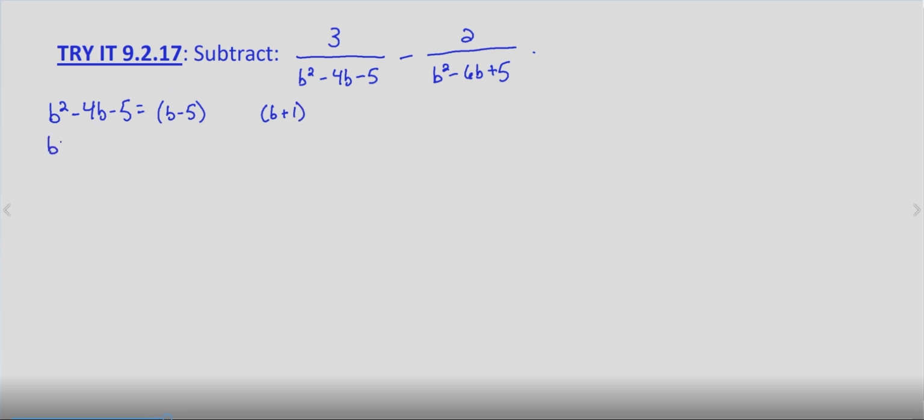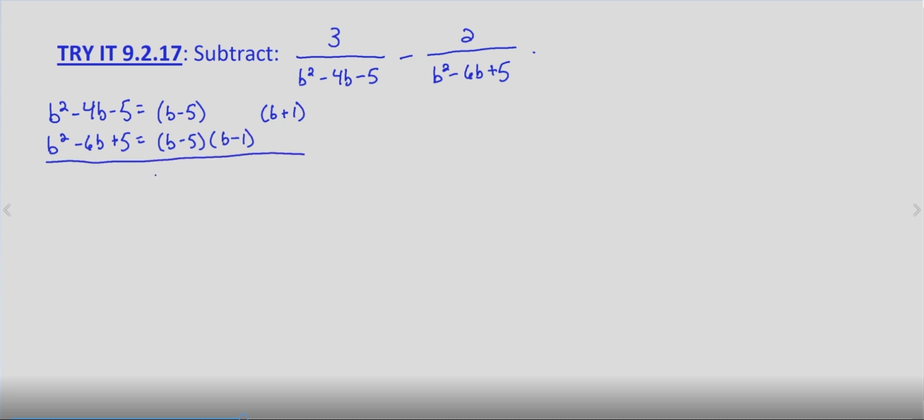So b squared minus 6b plus 5. We have plus 5 minus 6b, so we know they're both going to be minus. But what two numbers multiply to 5 that add to negative 6? That's going to be b minus 5 times b minus 1.